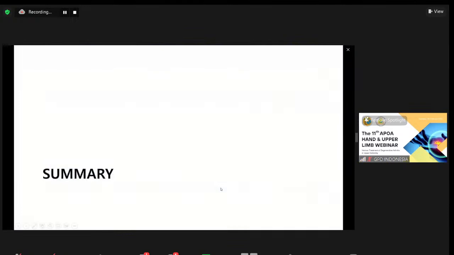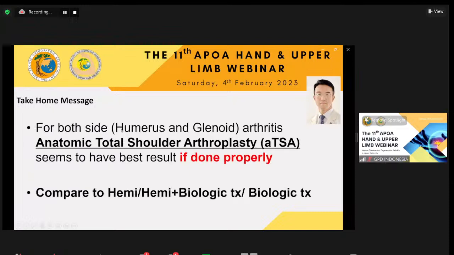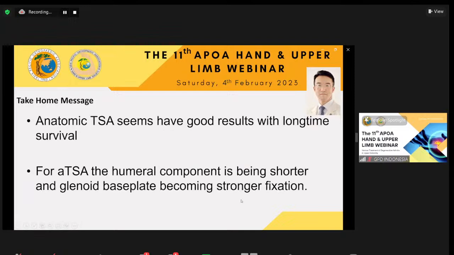But in summary, young-age osteoarthritis is difficult to treat. Conservative treatment is the first line since these young patients have a long life expectancy. For arthritis on both sides, anatomic replacement gives the best results if done properly, compared to hemi or biologic treatment. Anatomic total shoulder seems to have good results in long-term survival.